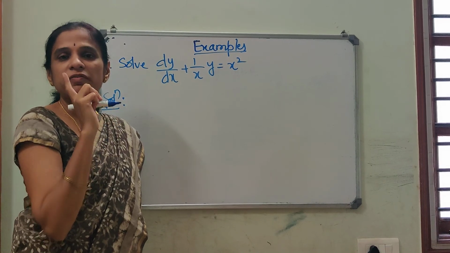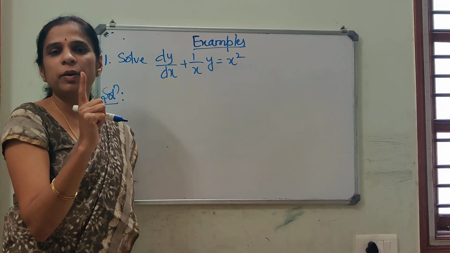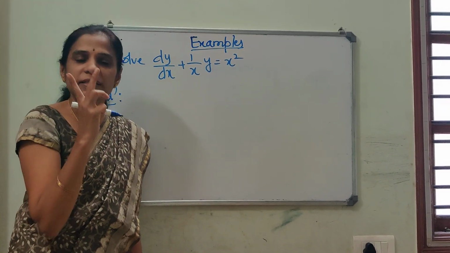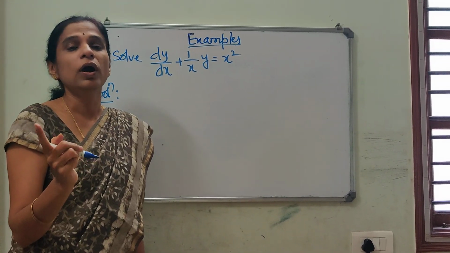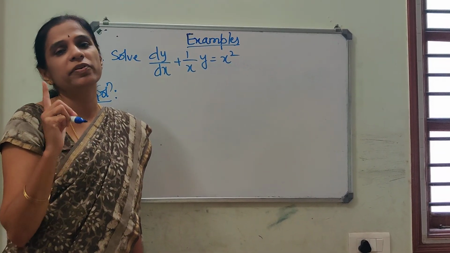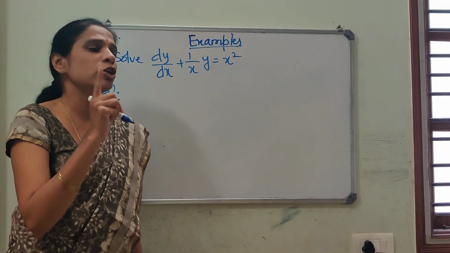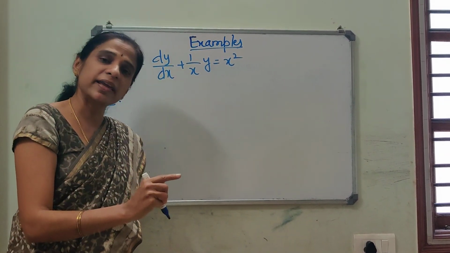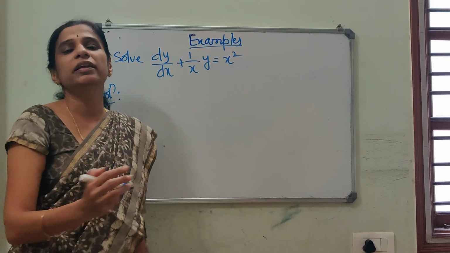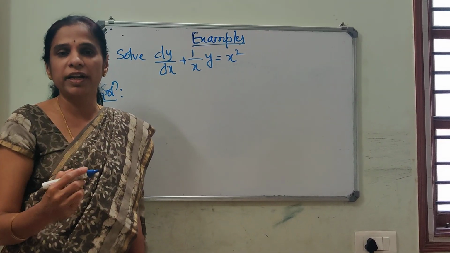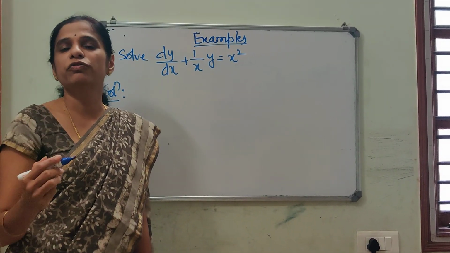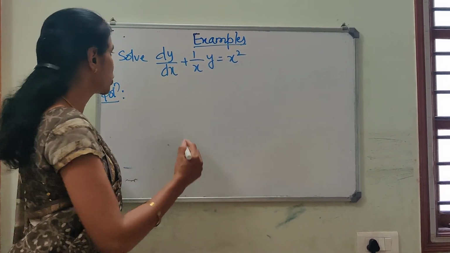Remember the 3 steps. First step, write the equation in the form dy by dx plus py is equal to q. Second step, identify p and q. Write the integrating factor as e to the power integration p dx, and then finally, step 3, write the solution in the form y into integrating factor is equal to integration of q into integrating factor plus a constant of integration.